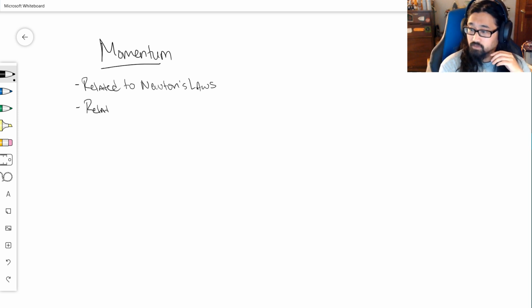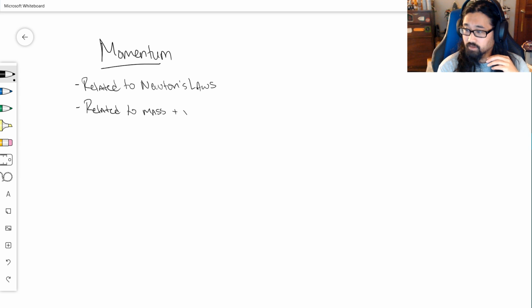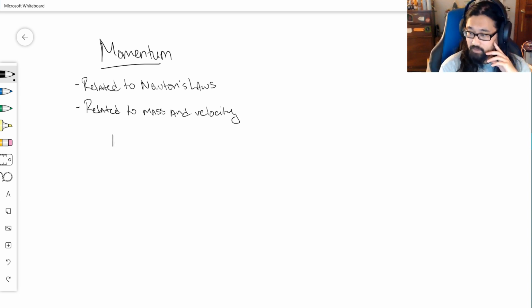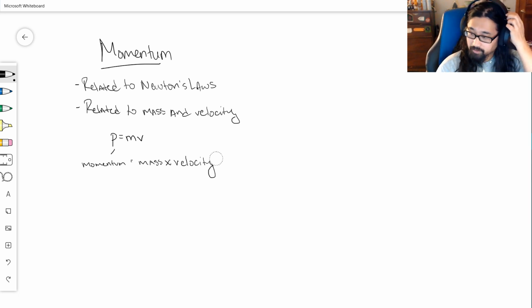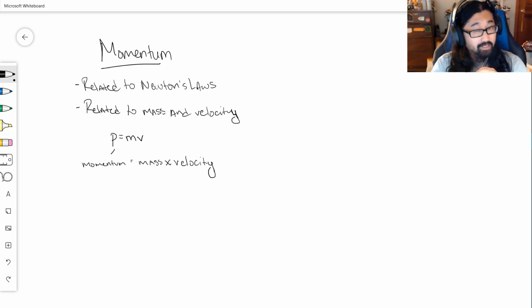Conceptually, but mathematically, it's related to mass and velocity. Hello. There we go. Related to mass and velocity. Right, specifically, the equation for momentum is that P equals m times v, where P is momentum and it equals mass times velocity. I apologize that that P doesn't seem to correlate to momentum at all. I think it has to do with the Greek root for that word.